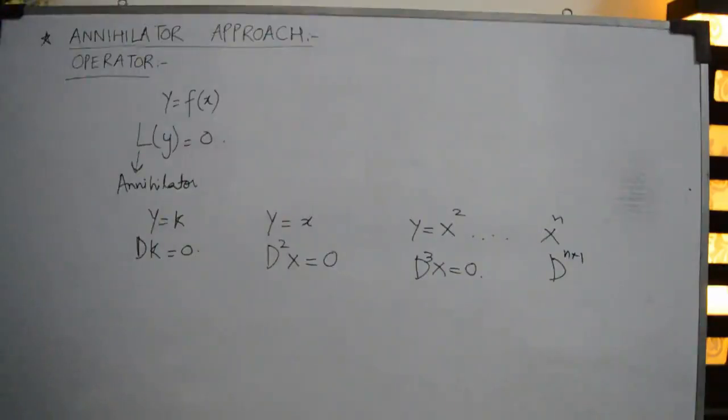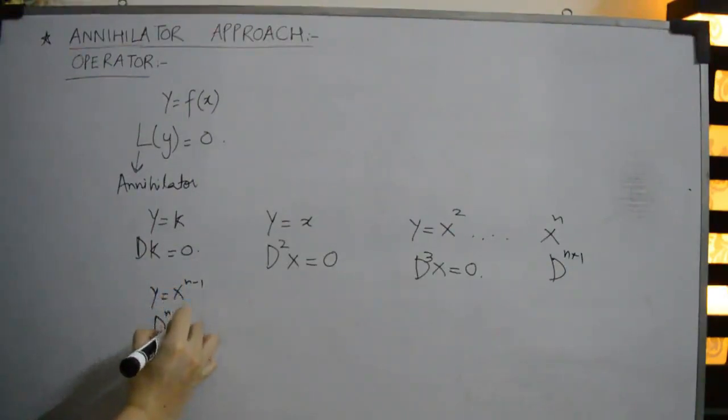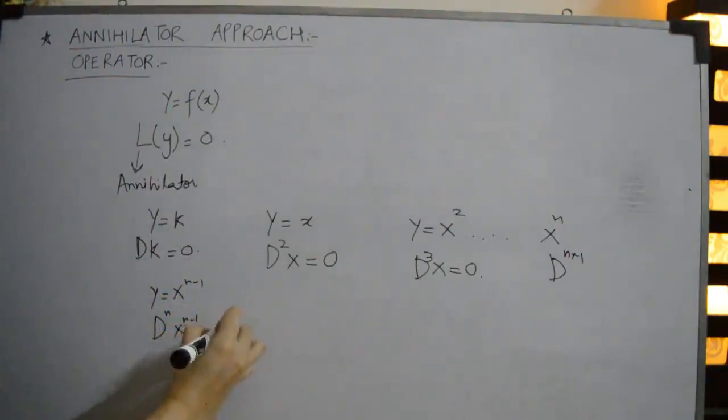And also if we have x to the power n minus 1, then its annihilator operator is d to the n of x to the power n. That makes it 0. So this is the basic concept of the annihilator operator. As a consequence, the differentiation can be done term by term. So the polynomial, written as a linear combination, can be annihilated by finding an operator that annihilates the highest power of x.